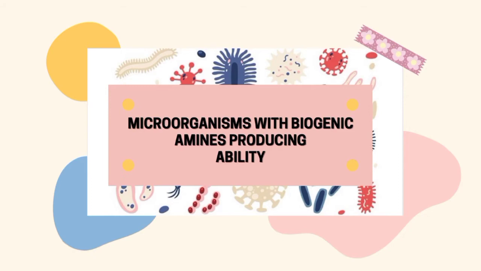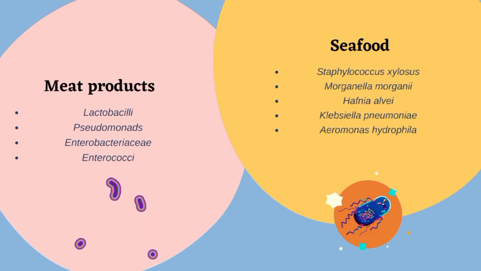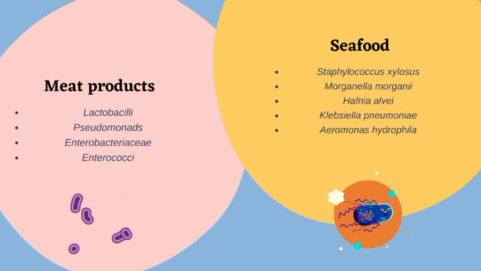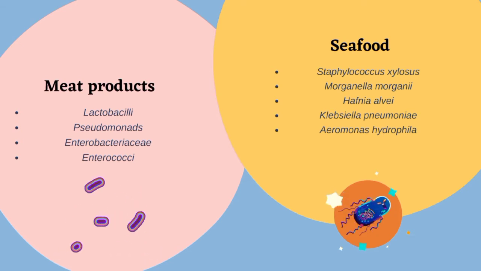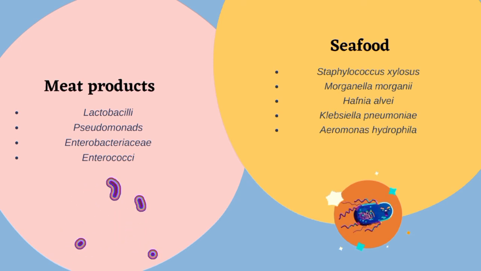Microorganisms with biogenic amine producing ability. Several microbial groups have been identified to possess decarboxylase activity. It has been shown that some of these microorganisms are present in meat products, seafood, soybean fermented products, and yogurt.